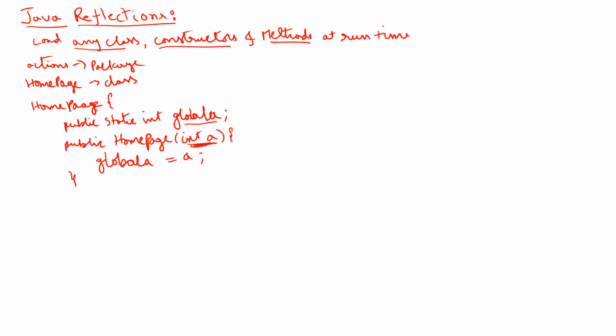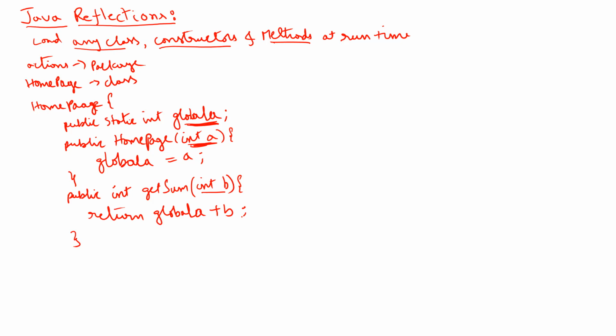Once I initialize this, I have a method, where I want to get the addition of two variables. So I will create a method here. Public, and the method returns the sum, that means it returns an integer. So public int getSum is the method, and I am passing a variable int b. I want to combine this int b value with the globalA value and return that sum. So I will say return globalA plus b.